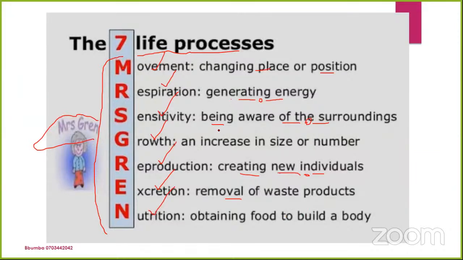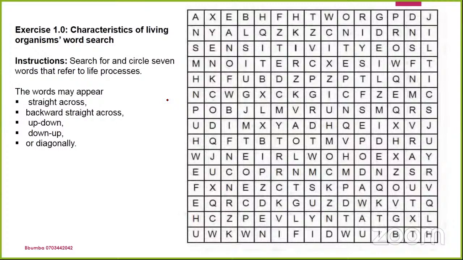body structures. Now we are having another activity here, and the activity is we are looking at characteristics of living organisms in the word puzzle, and the instructions for the word puzzle are very clear. So instructions say that search for and circle 7 words that refer to life processes. Okay, and the words may either be straight across or backward, straight across, upward, down, then down, up, or diagonal. So in this puzzle, we are supposed to identify different life processes.